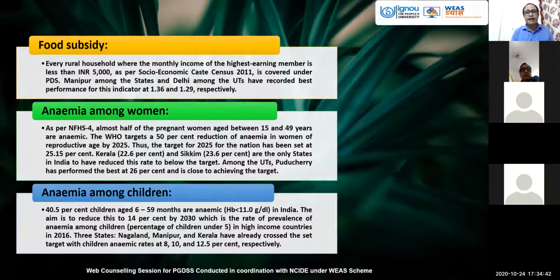Next, anemia among children. This is also an important indicator to look into the performance of ending hunger. 40.5% of children, that is 6 to 59 months, are anemic in India. Our aim is to reduce it by 14% by 2030, as is the case in high-income countries. Three states, Nagaland, Manipur, and Kerala, have already crossed the set target, with children's anemia rates at 8, 10, and 12.5% respectively. It's very low. 8% is nothing. So that has also improved.